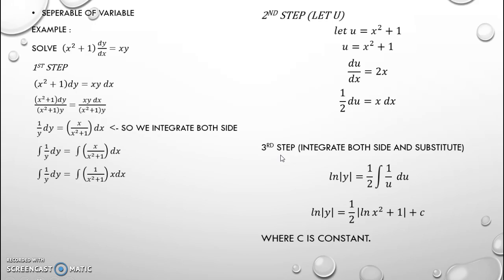For the third step, we will integrate both sides. This will become 1 over u, when we let u equal to x squared plus 1. When we integrate 1 over u, it will become ln u. Then we substitute back u as x squared plus 1. It will become ln y equal to 1 over 2 ln of x squared plus 1 plus c, where c is a constant.